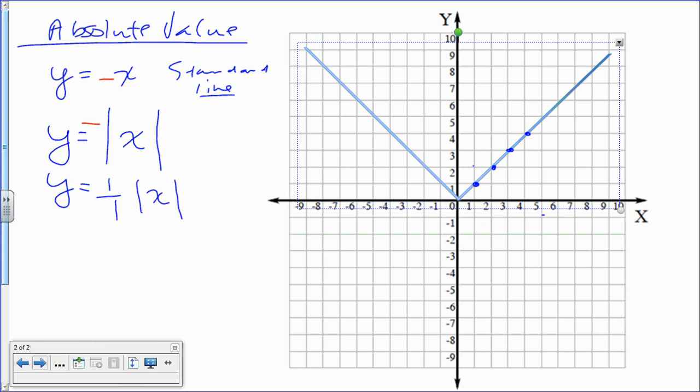What happens if this number changes in front? What happened to my line? My line got steeper, didn't it? So if I put a 2 in front of that, this V is going to do what? It's going to get narrow. It's going to close up.